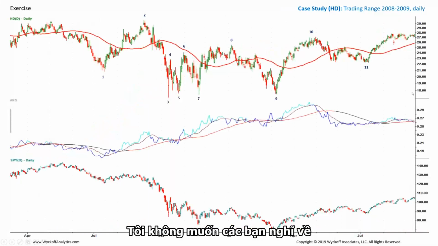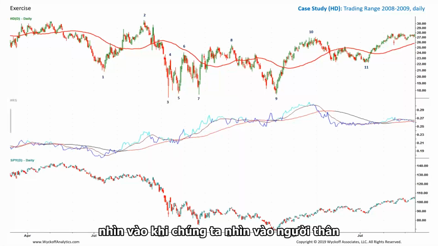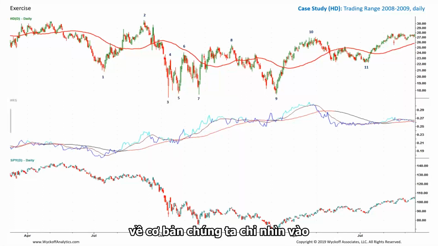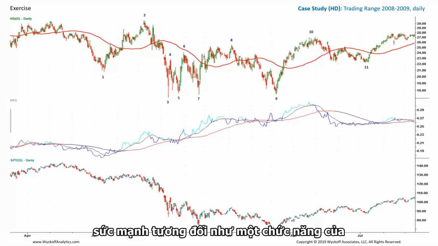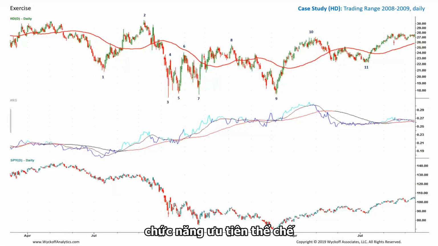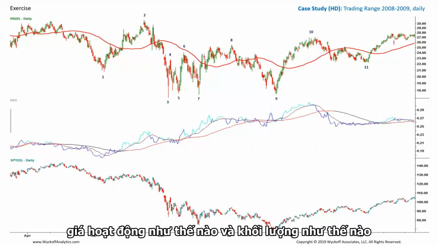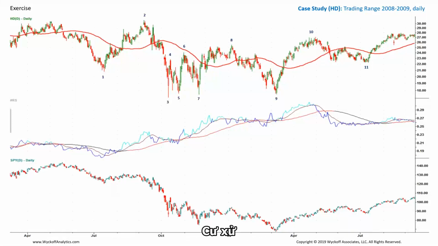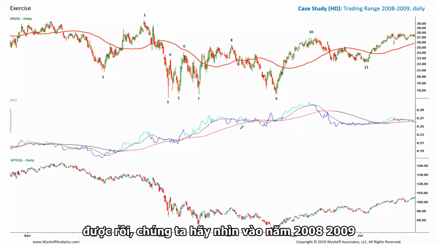I don't want you guys to think about the relative strength as just a filter that's going to show that the stock is outperforming. I want you to understand why. And what is it exactly that we are looking at when we look at the relative strength? We just basically look at the relative strength as a function of institutional buying or selling, a function of institutional preference over other stocks. And as they prefer this particular stock, then it should be reflected in the way how the price behaves and how the volume behaves. Okay, well, let's look at 2008, 2009.